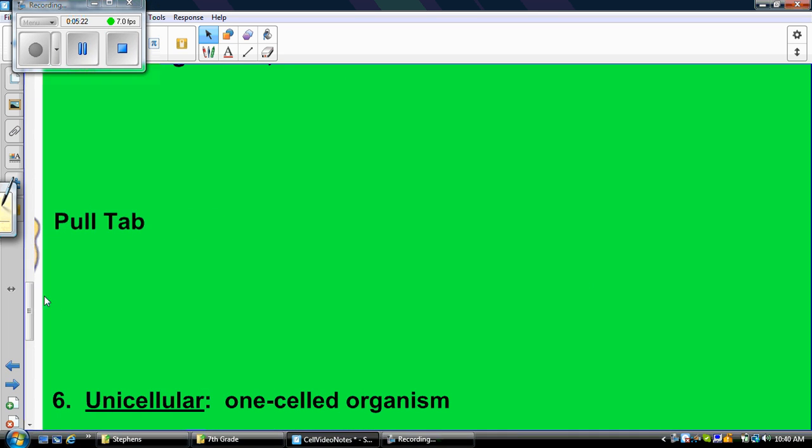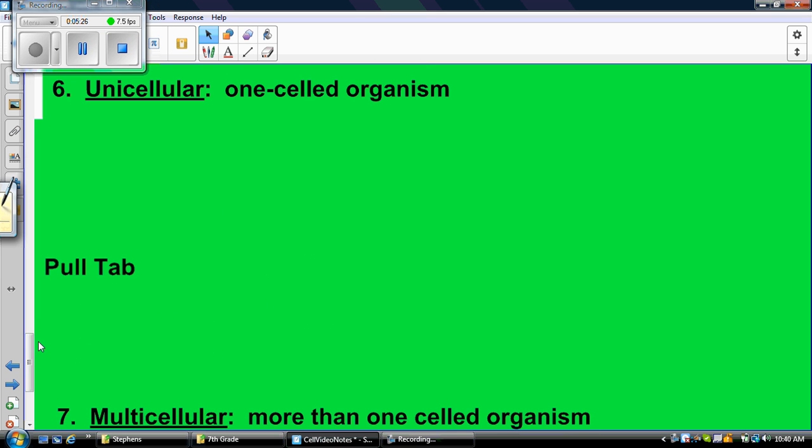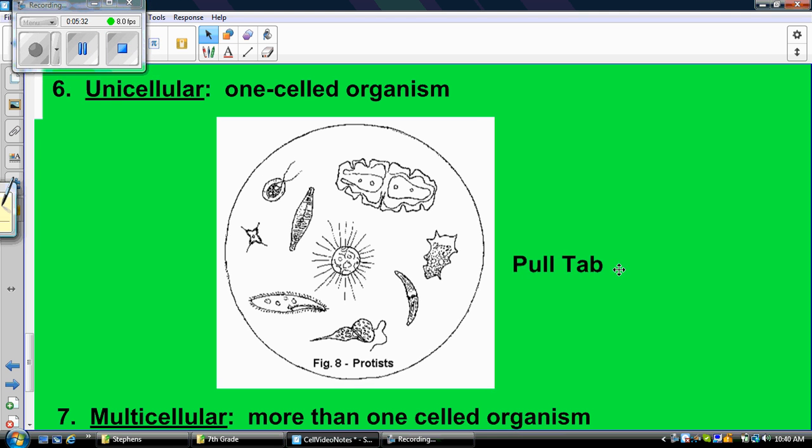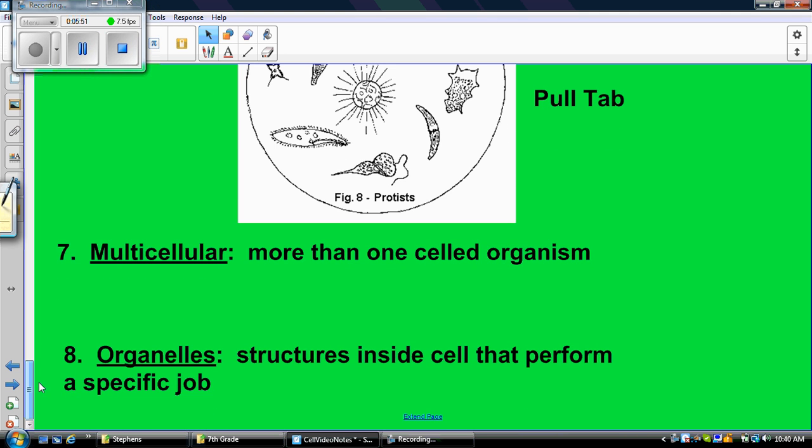Okay, so just to give you two more terms, whenever we talk about one-celled organisms, we call them unicellular. So again, that's the bacteria. Our protists can be unicellular. This is a picture of some protists. They're only made up of one cell. Now, if you notice, these look very different. The cells don't look alike. Okay, their structure, their shape is very different. That's just because their job is different. Their function is different. Okay, so unicellular means one cell.